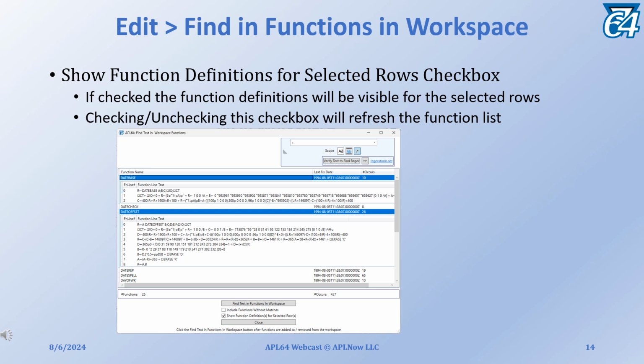Click the Show Function Definitions for Selected Rows checkbox to show or hide the subordinate details section for the selected functions in the list. Checking or unchecking this checkbox will refresh the function list. Multiple functions may be selected in the list.